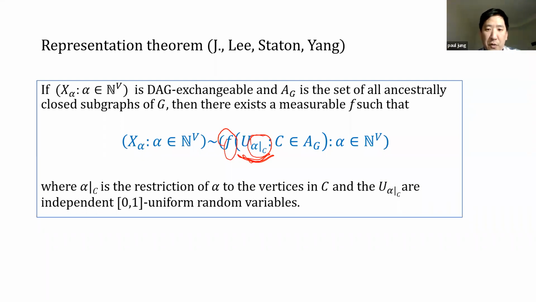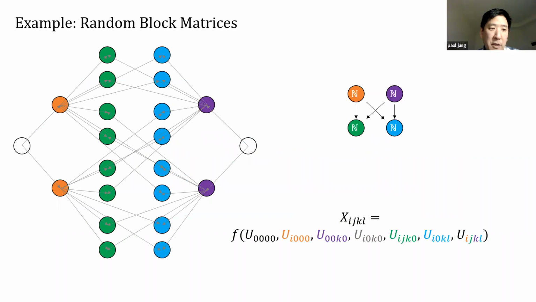Okay, so we can go through an example for the random block matrix. If we have this finite DAG, then what are all the sets? So this would be the full set. This would be the empty set. This would be just the orange. This would be just the purple.